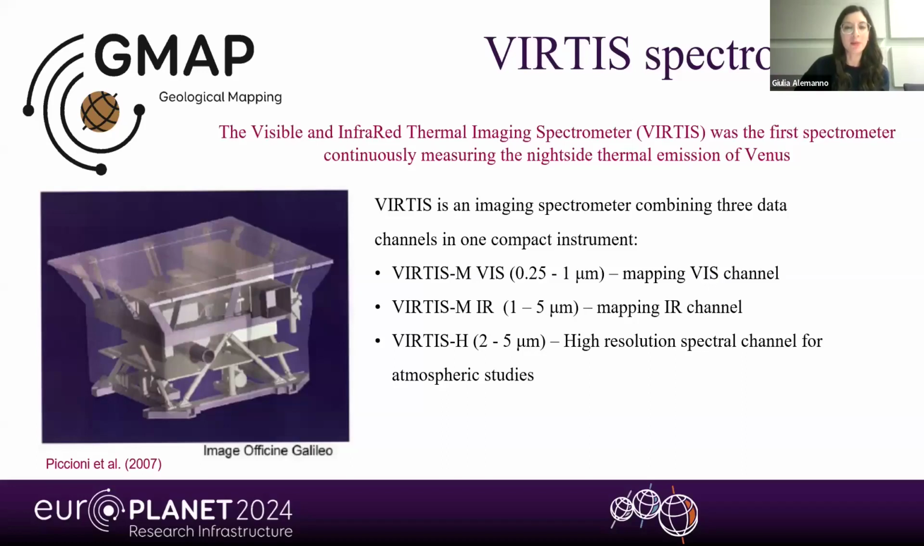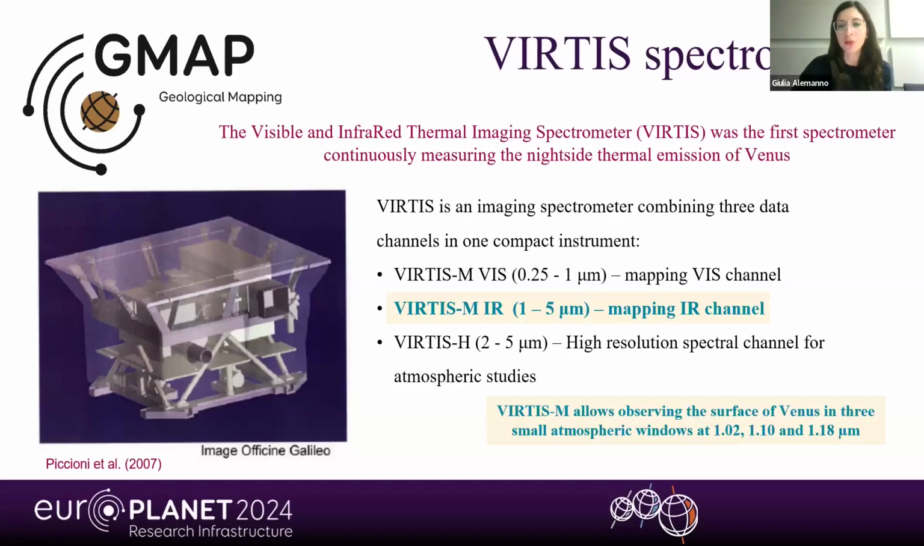The VIRTIS-M visible channel is a channel that observes Venus in the spectral range between 0.25 and 1 micron. And this is known as the mapping visible channel of the instrument. VIRTIS-M infrared instead is the channel that observes Venus between 1 and 5 micron, and is the mapping infrared channel. And VIRTIS-H instead is a high resolution spectral channel that was mainly used for atmospheric studies.